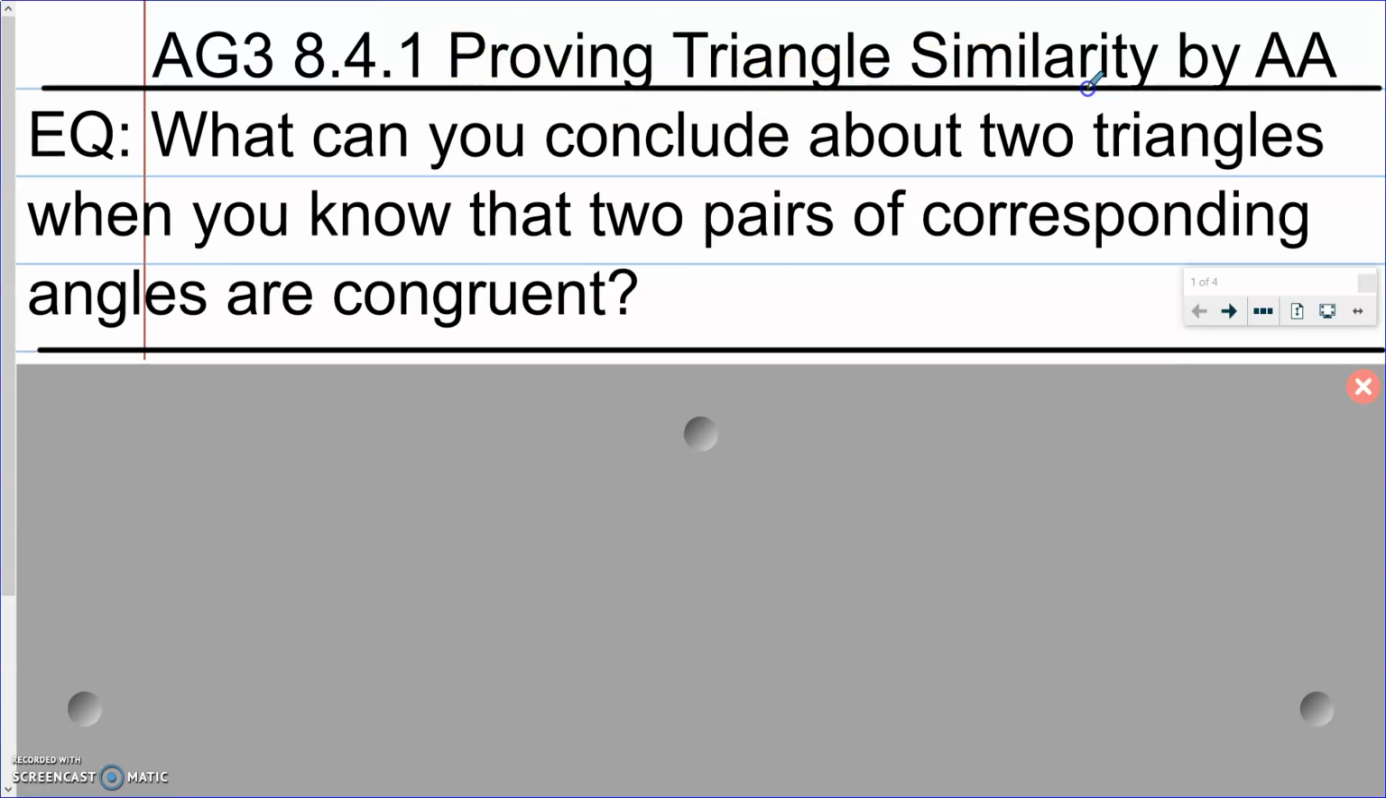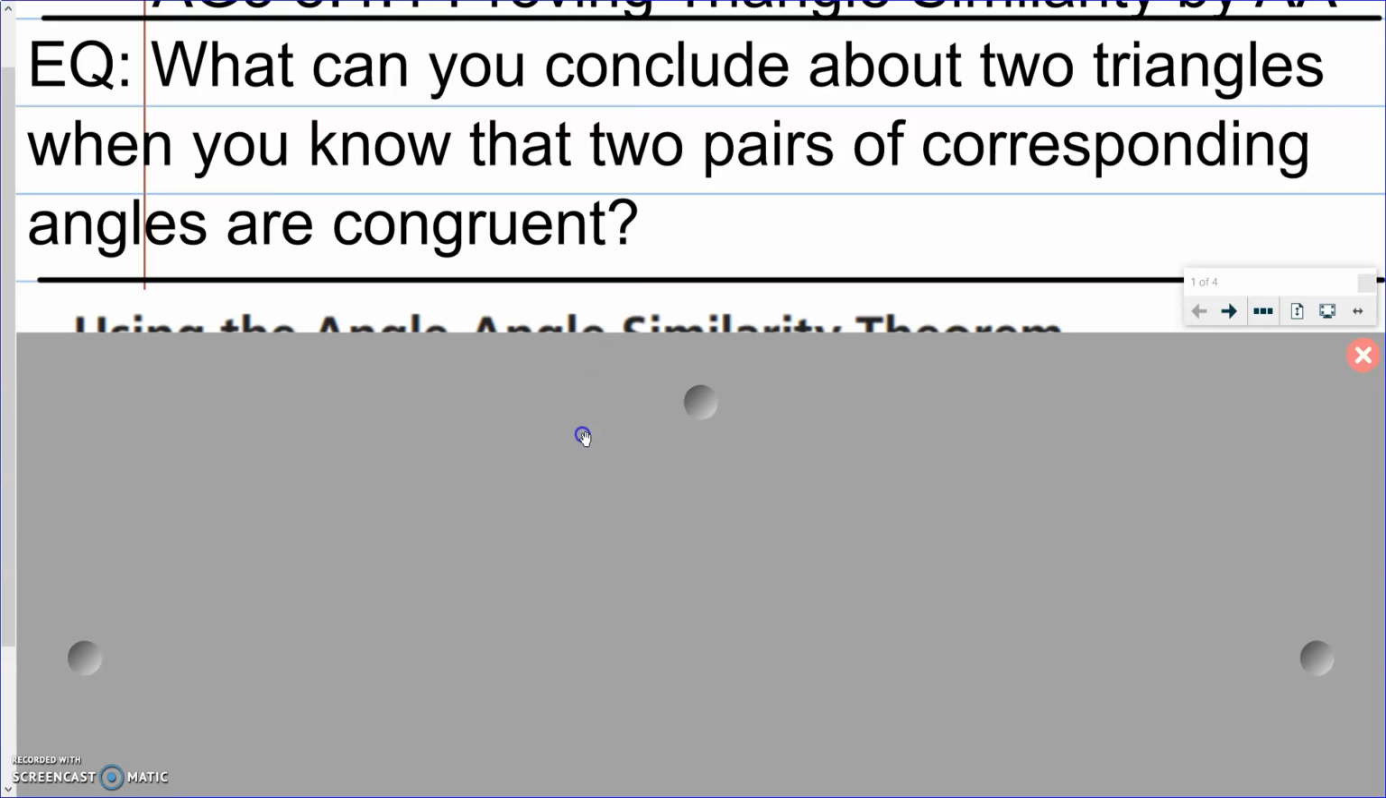We're looking at proving triangle similarity by angle. Our essential question is, what can you conclude about two triangles when you know that two pairs of corresponding angles are congruent? And so we're looking at two triangles and their angles.